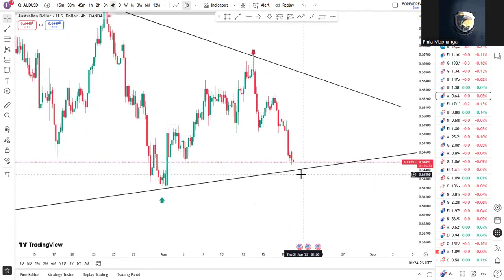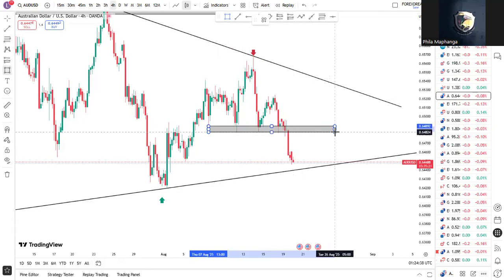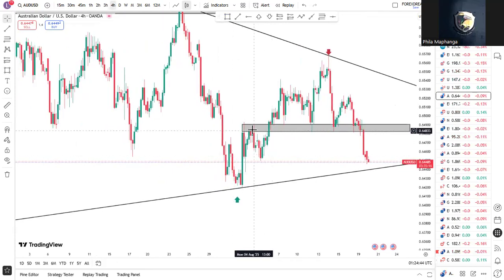Now, remember, I said to you, our job is to observe what is presented by the chart to us. So if you look closer here, you've got your break of structure. What is this broken level? It was a resistance before, coming from the left-hand side. It was our resistance. It was broken. It became the support. It was broken on the right-hand side.